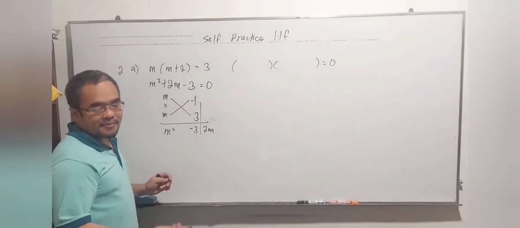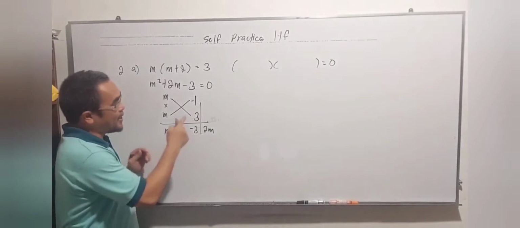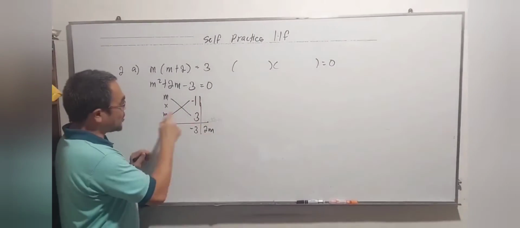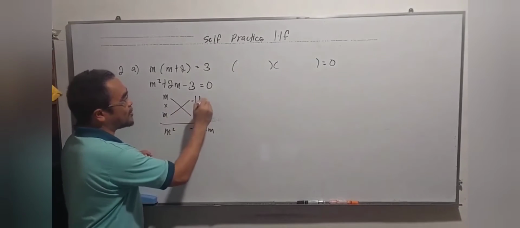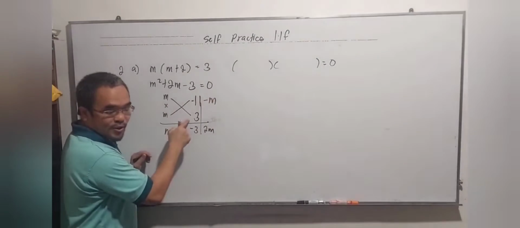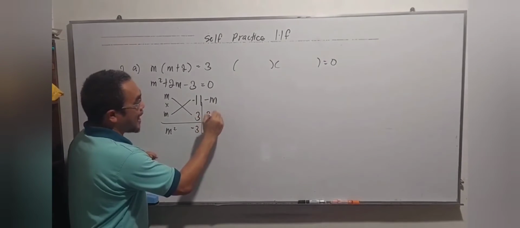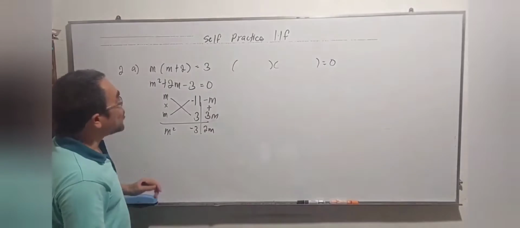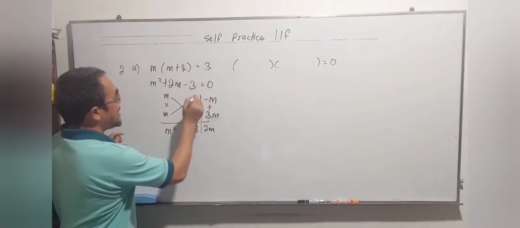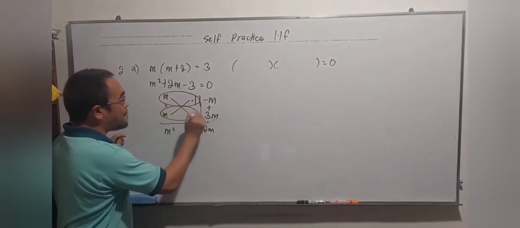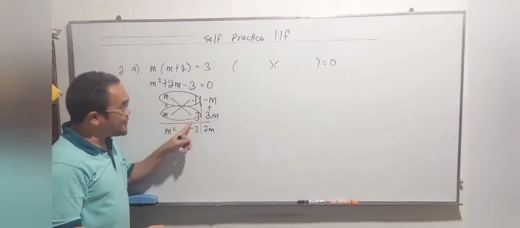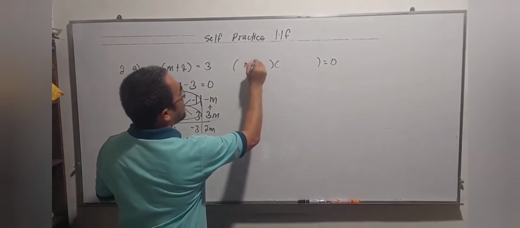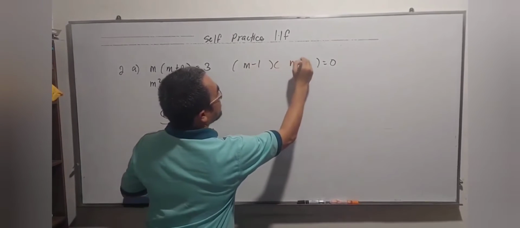Why? Because I know that I want this part on the other side to be 2m. So when I multiply m times negative 1, I get negative m. M times 3m will be 3m. When you add, you get 2m. Alright, so what is inside the bracket here is m minus 1, m plus 3. If there is no negative, it means plus. So you should write here m minus 1, m plus 3.